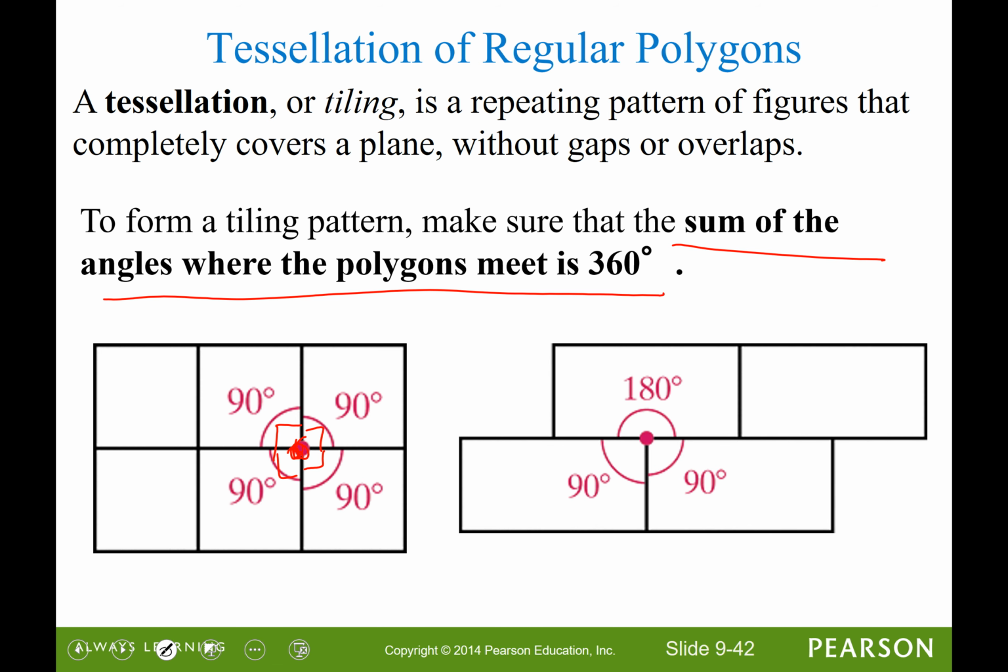Here's another example. Let's say you're using subway tiles or rectangular tiles. Those three quadrilaterals meet right here. And so that would be 180 plus 90 plus 90, which is 360 degrees. So no gaps and no overlaps.